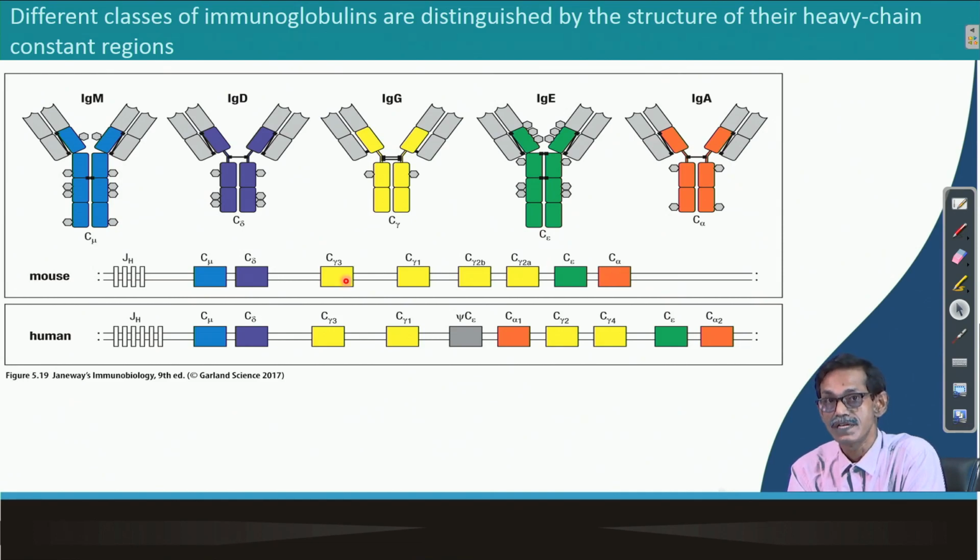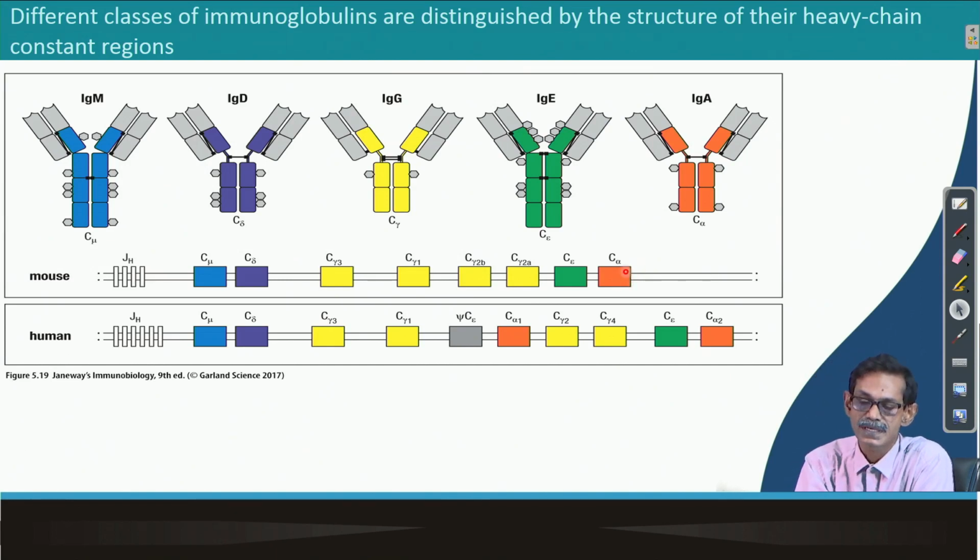You can easily correlate the names. IgM is coded by C mu, IgD is coded by C delta, and IgG is coded by gamma, with different subtypes: gamma 1, gamma 2a, gamma 2b and gamma 3. So, there are 4 different subtypes of IgG. Then we have IgE, and IgA is coded by C alpha.